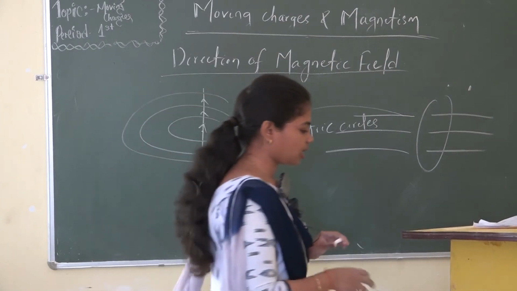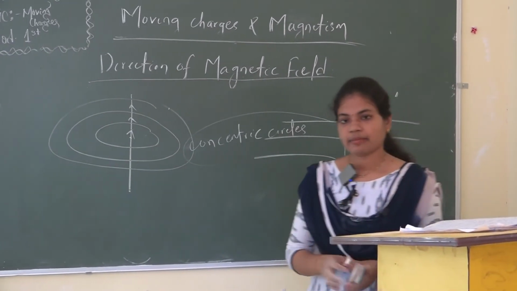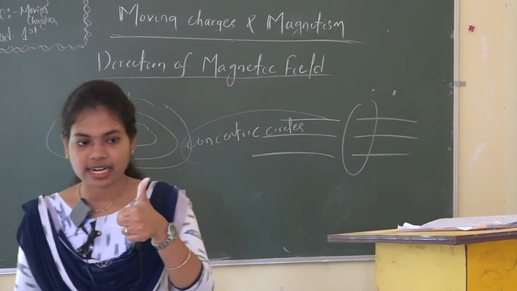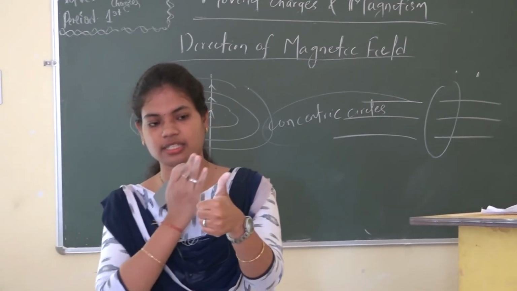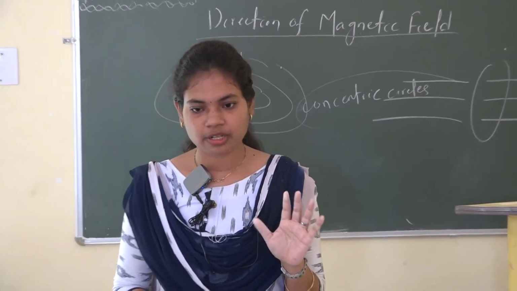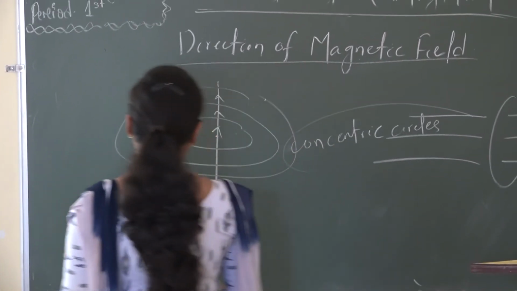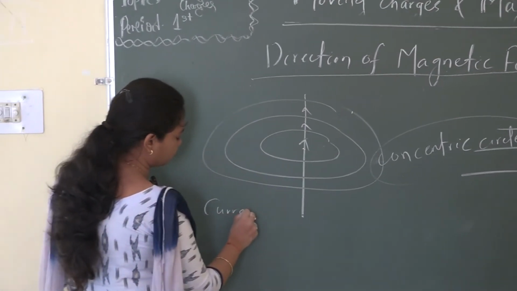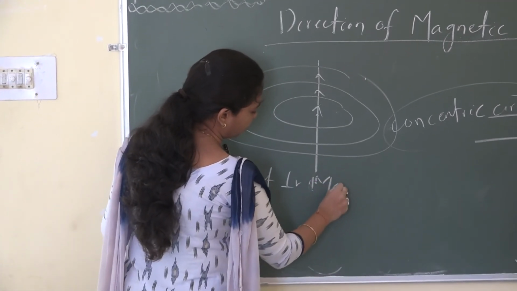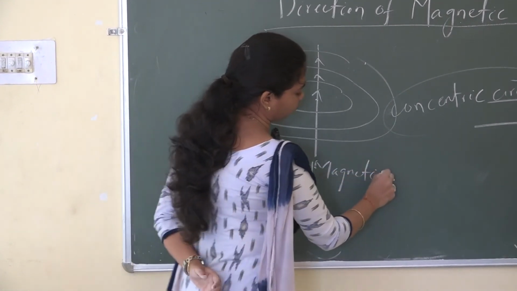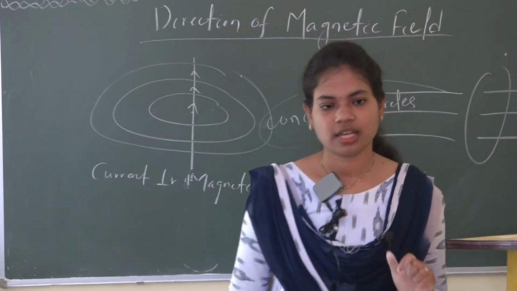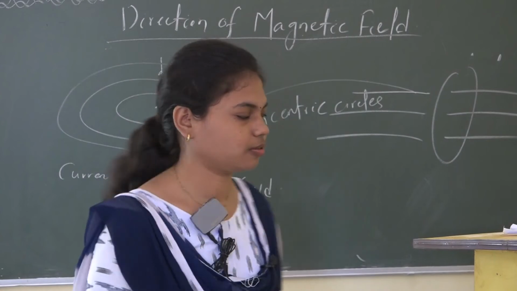Then, are current and magnetic field perpendicular to each other or not? In the right hand thumb rule, that is the direction of current, and that is the direction of the magnetic field. Both are perpendicular. The third point is that current and magnetic field are perpendicular to each other.